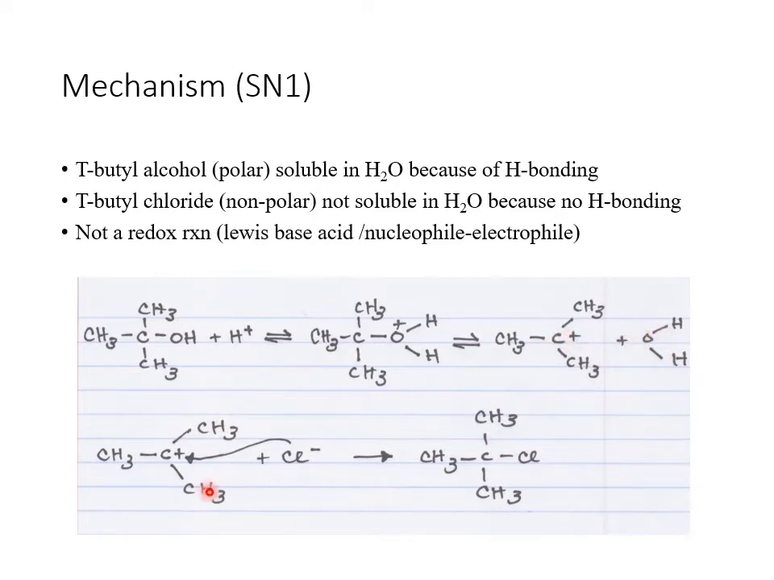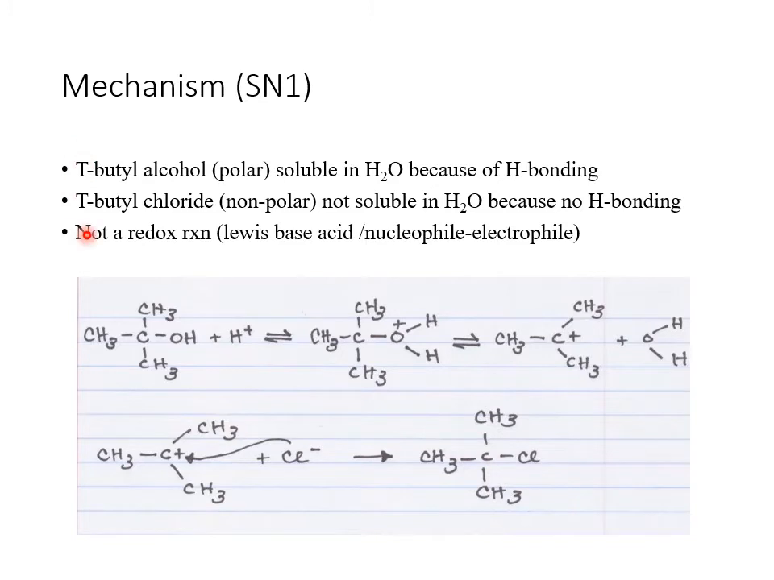Now this next step is irreversible because you have a chlorine bonding to the carbon, and this is not a very good leaving group, right? The chlorine. Versus, say, iodine, which would be a much better leaving group because of the size of the electron cloud.